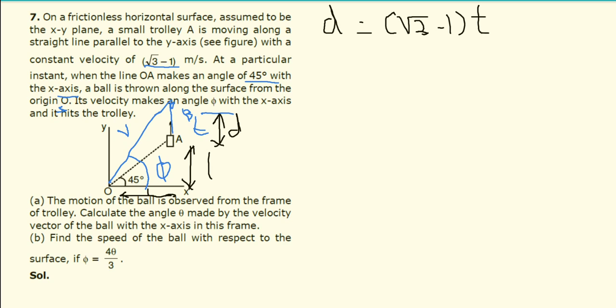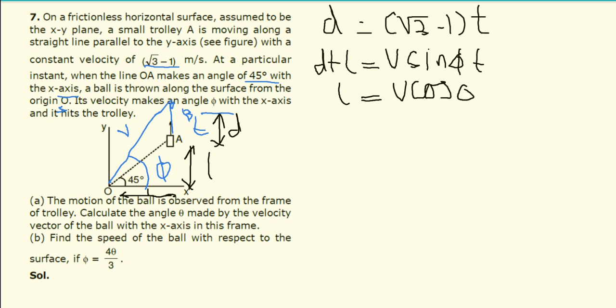Now the total distance traveled by the ball in the same time will be d plus L, correct? Along the y-axis it will be d plus L, which equals v sin phi into t. And along the horizontal axis it travels a distance L, which equals v cos phi into t. Let these be the first, second and third equations. I can substitute the values later.